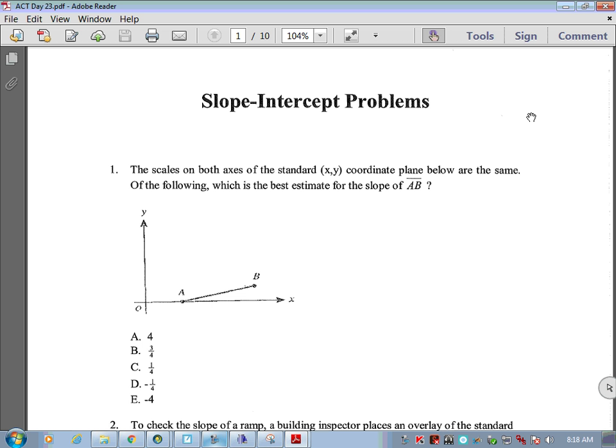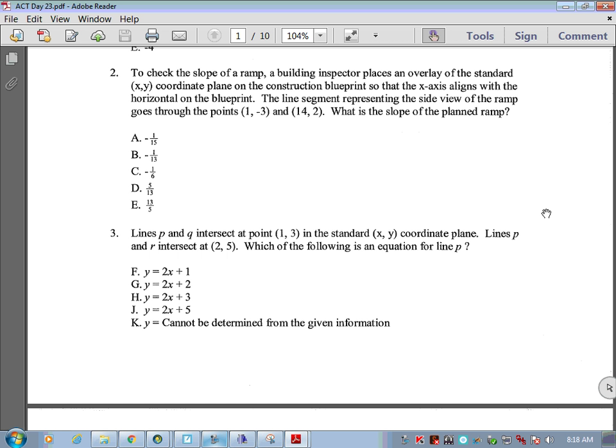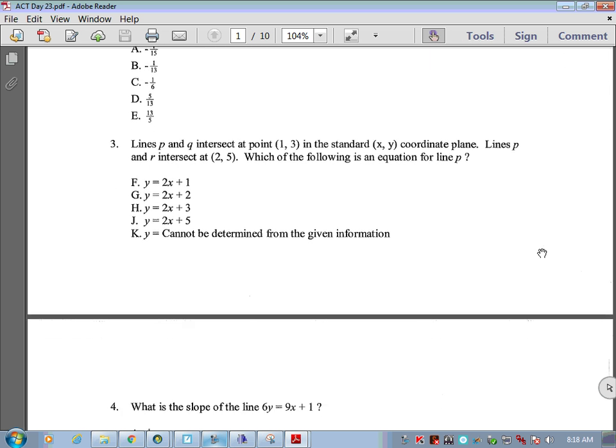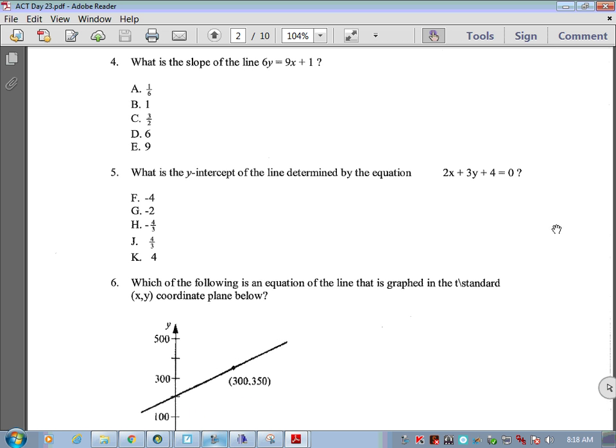We'll read off the answers first, and we'll go back through and answer any questions you have. Question number 1 is C, 1/4. Number 2 is D, 5/13. 3 is F, y equals 2x plus 1. Number 4 is C, 3/2. 5 is H, -4/3.